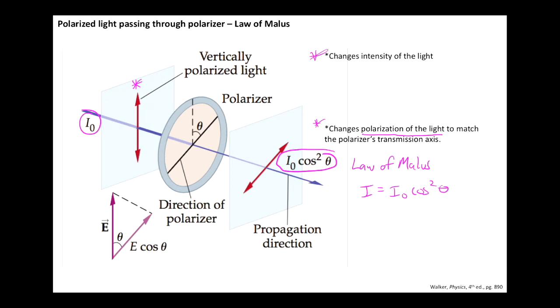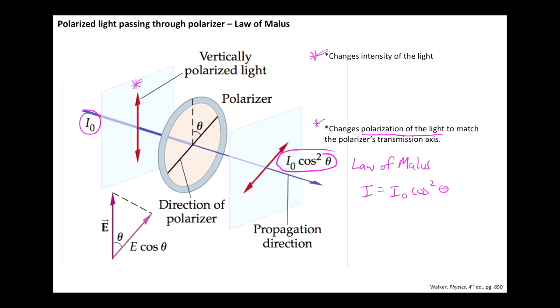So if you start with polarized light and send it through a polarizer, this equation gives us the new intensity of the light. Your question? Is it always like that? Is only one component passing through? Is it always that component that's equal? It is always the component that matches the polarizer.